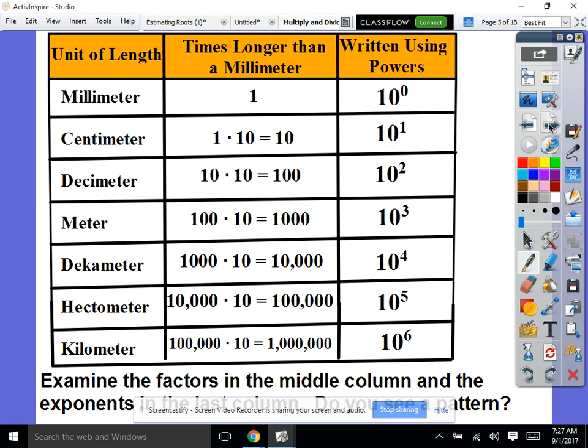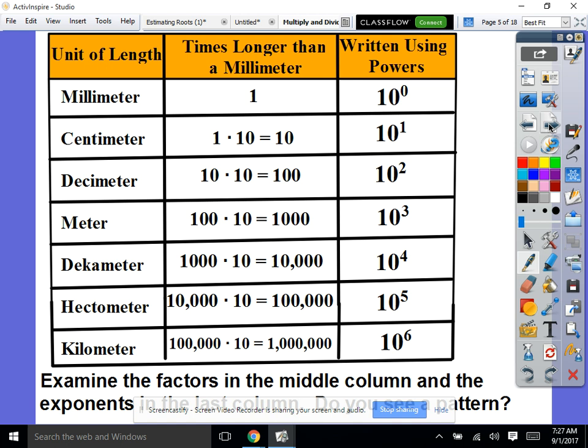All right, so here we have some units of length, and I know that you've either already covered them in science class or you will be covering them in science class. So a millimeter, it takes 10 of them to make a centimeter. So 1 times 10 millimeters makes a centimeter. So a millimeter is 10 to the 0 power. A centimeter is 10 to the 1st power.